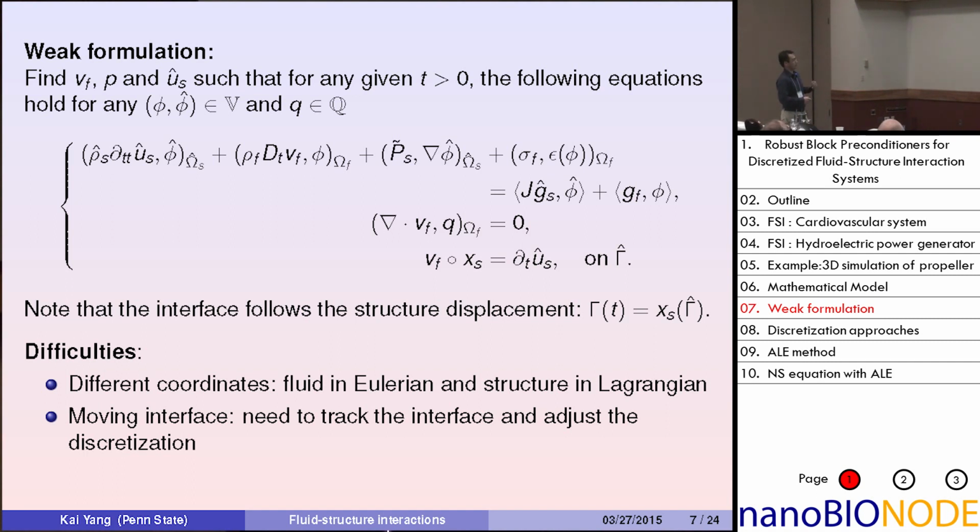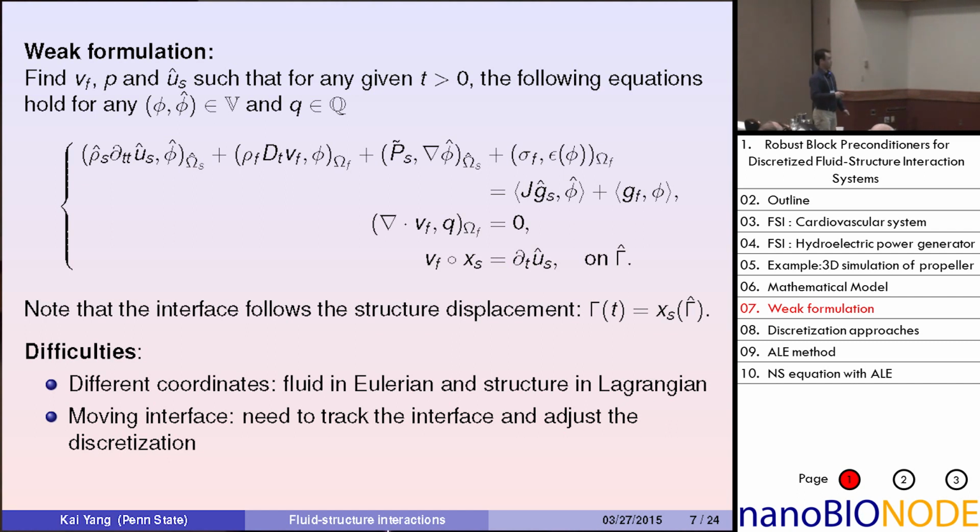Another piece of information for this model is that the interface will follow the structure displacement. Therefore, the location, this gamma is the interface. The interface will follow the structure trajectory. So this is also a kind of unknown in this model.